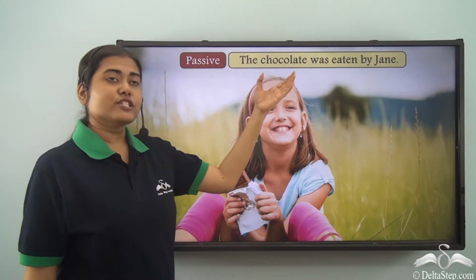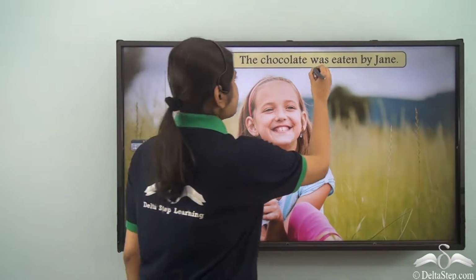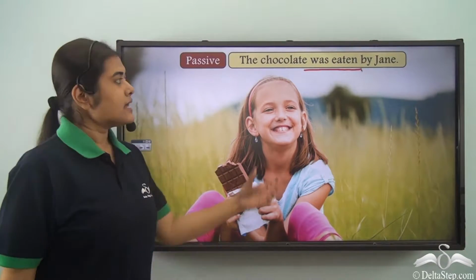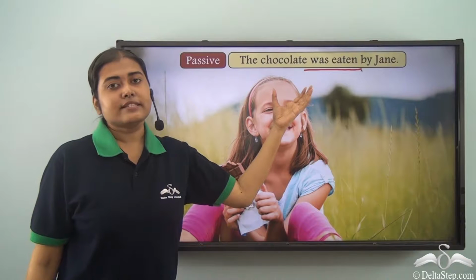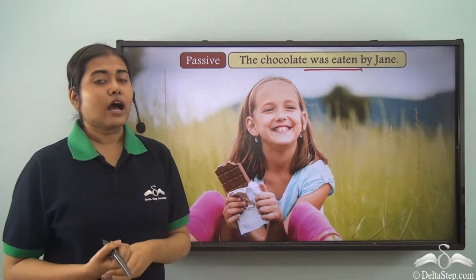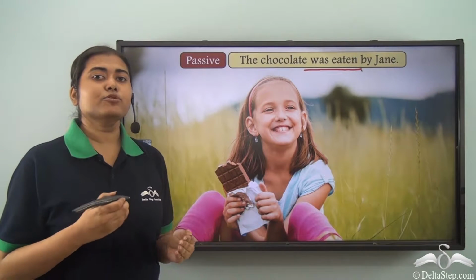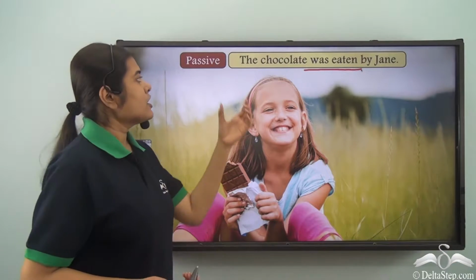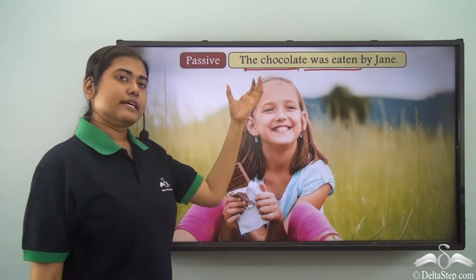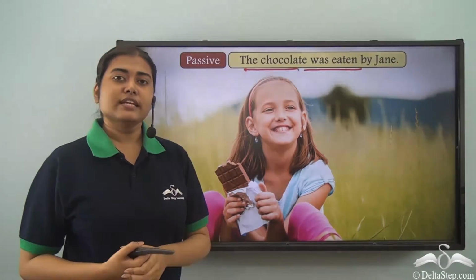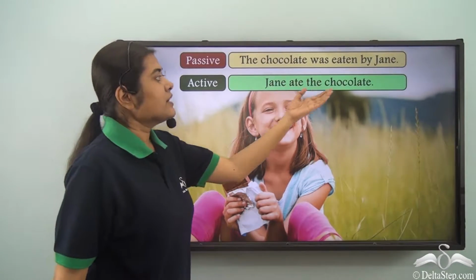The chocolate was eaten by Jane. Now, in this sentence, we can see that this is in passive voice. Was eaten is the passive form of the verb eat. Now, if we have to change this sentence to its active voice, how are we going to do? So, once again here, we have to change the position of the subject and the object. So, what is our subject here? The chocolate. So, the chocolate will go to the object position in the active voice. So, the sentence will become Jane ate the chocolate.